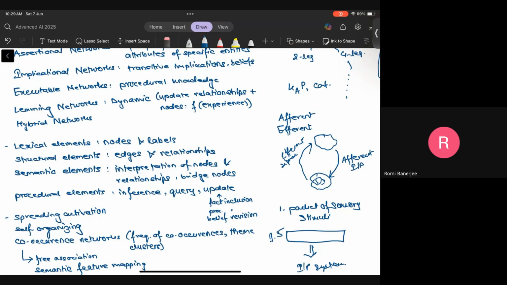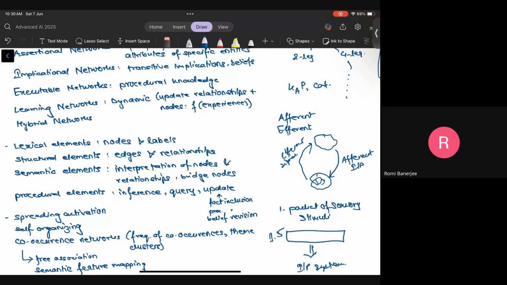Then you must have procedural elements. Procedural elements meaning the kind of modules that are going to help you update your knowledge network, and tools that are going to help you query. Like, how are you actually going to activate sections of your semantic network? What kind of functions are you going to use? What threshold values are you going to set for activations of certain functions? Then what kind of belief revision procedures are you going to use?